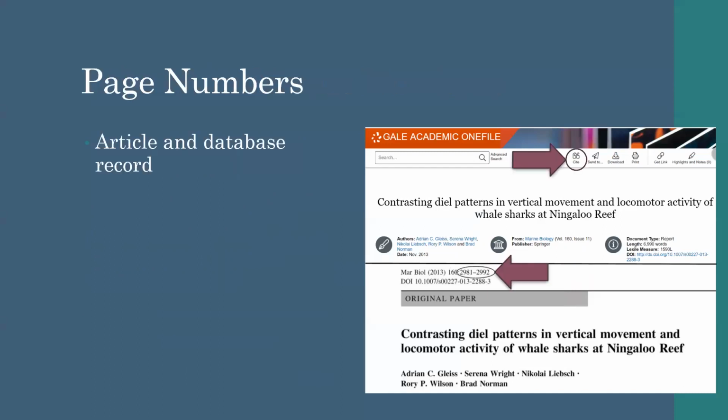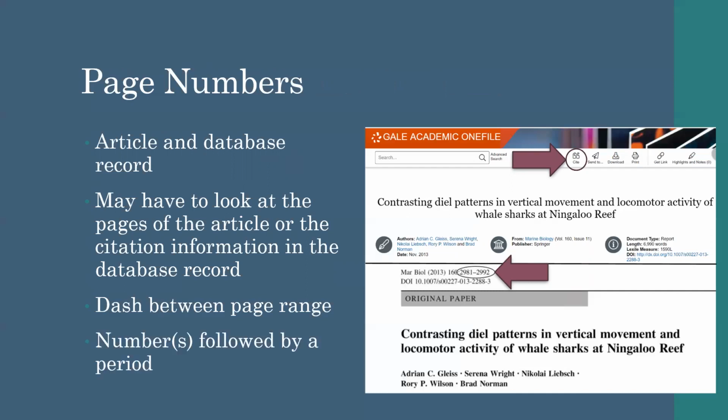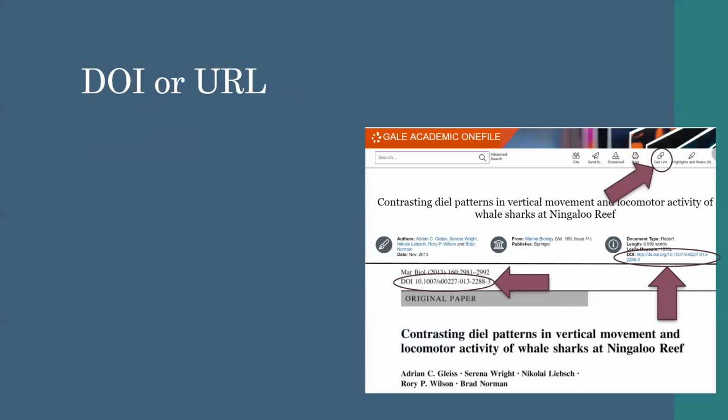Our next piece of information is the page numbers. These can be found either in the article or the database record. You may have to look at all the pages of the article to see the page numbers, or you may need to look at citation information from the database to get them. The page numbers are written with a dash between the first and last page numbers. The number or numbers are followed by a period. The page numbers for our article are written as 2981-2992, period.